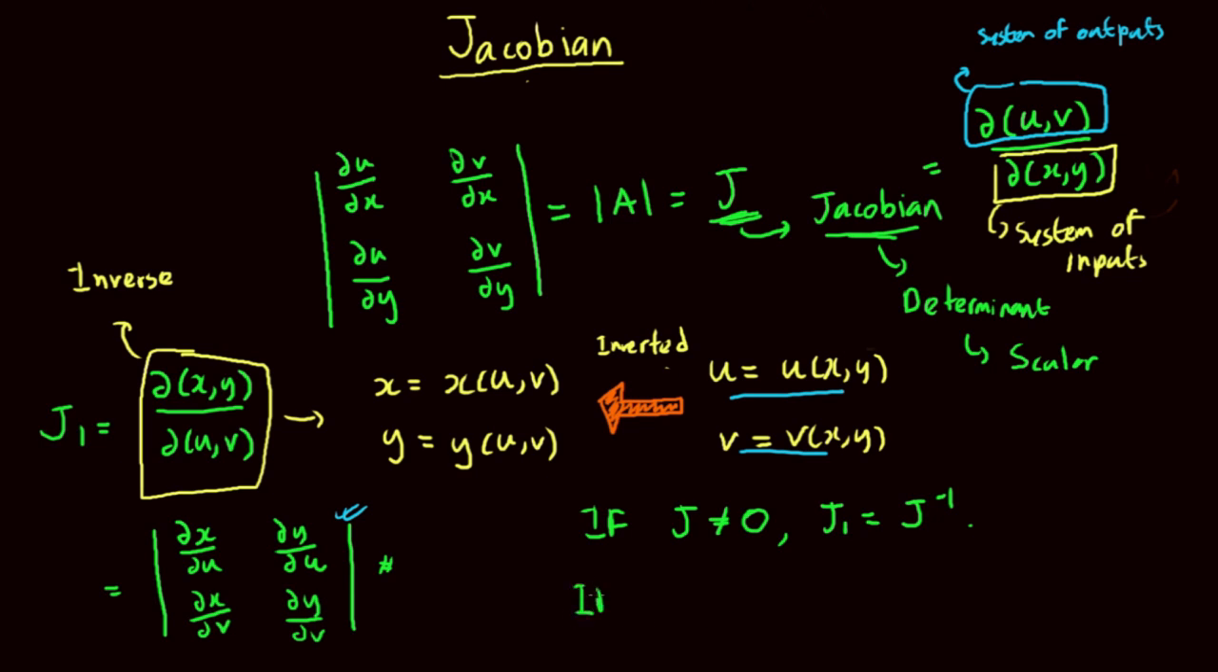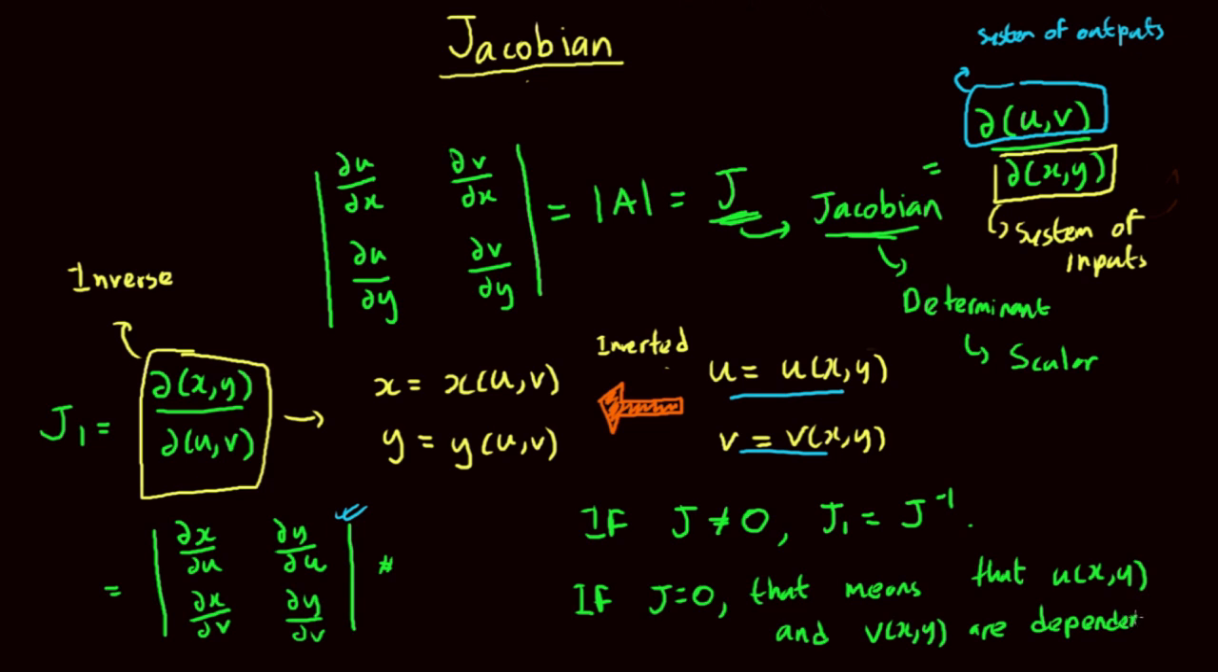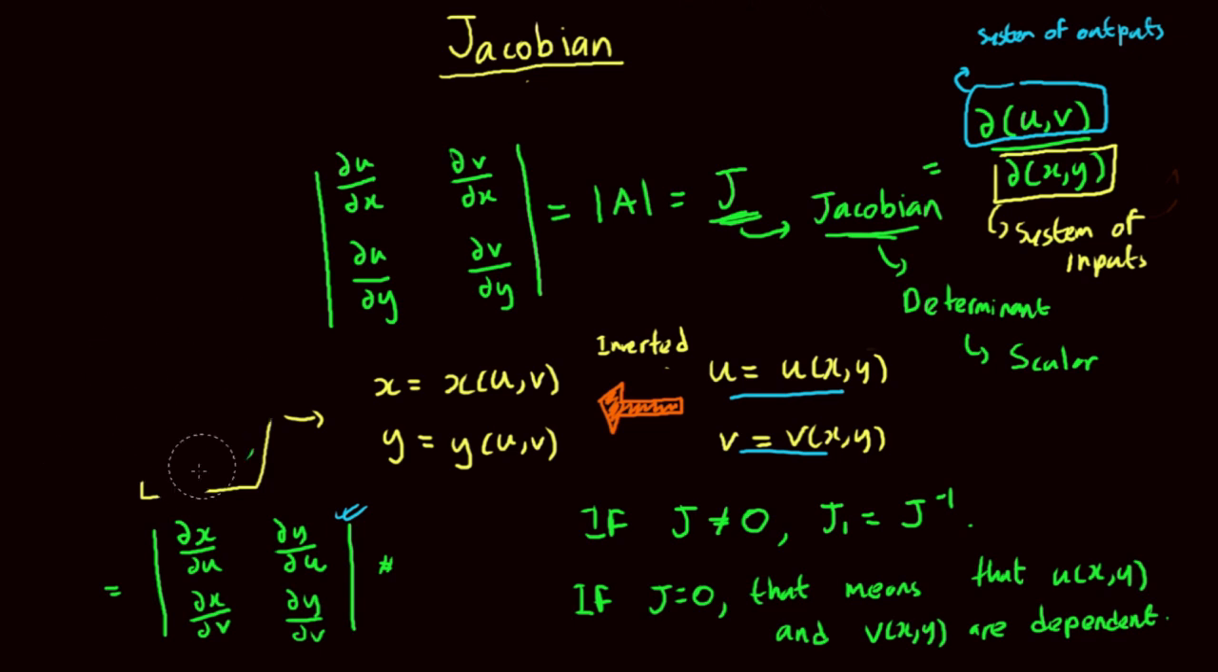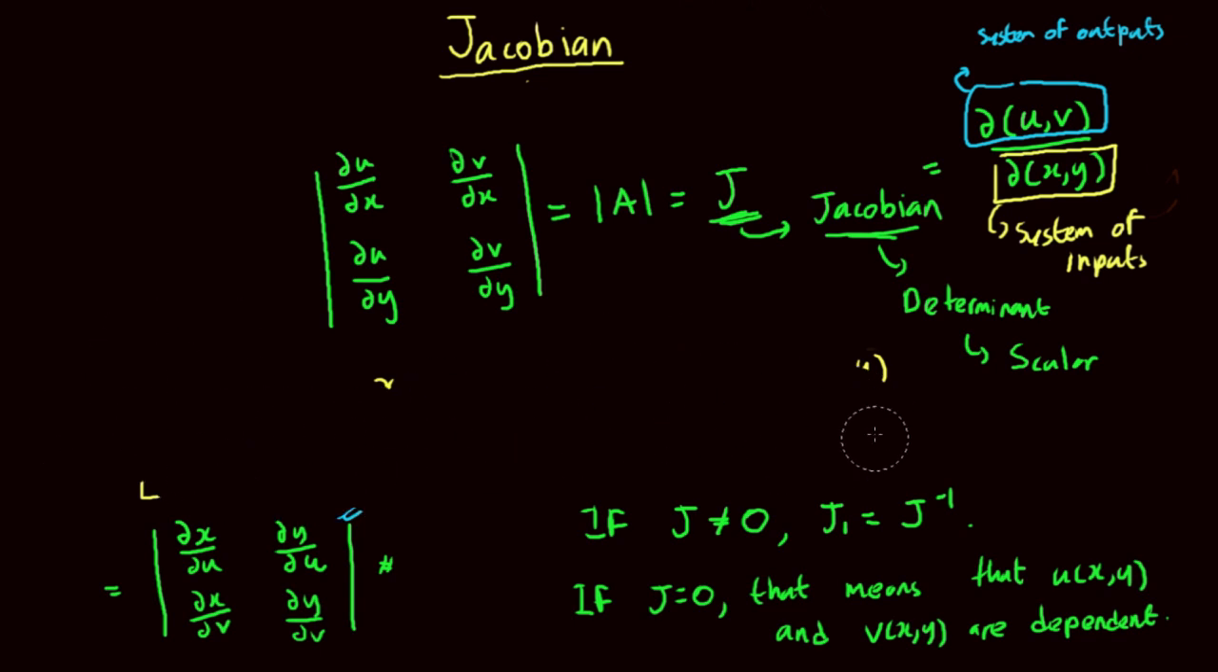And if J is equal to 0, that means that u(x,y) and v(x,y) are dependent. Okay, that means they are not independent of each other. Actually, they're related. Okay, and I know this seems a lot to digest at the moment, but let's try some examples. Okay, and let me show you how this works. Okay, so for instance, let's give an example right away.